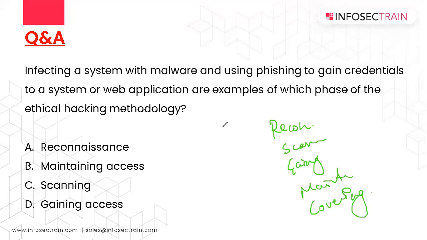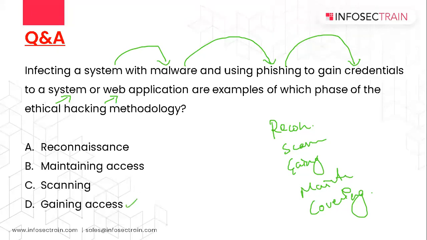Okay, so over here, what the attacker is doing is he's trying to get the credentials, right? Over here, the attacker is infecting a system with malware, and for that he is using phishing to gain the credentials of a system, or you can say a web application, right? So in this, the attacker is trying to gain access. So that will be our option D.